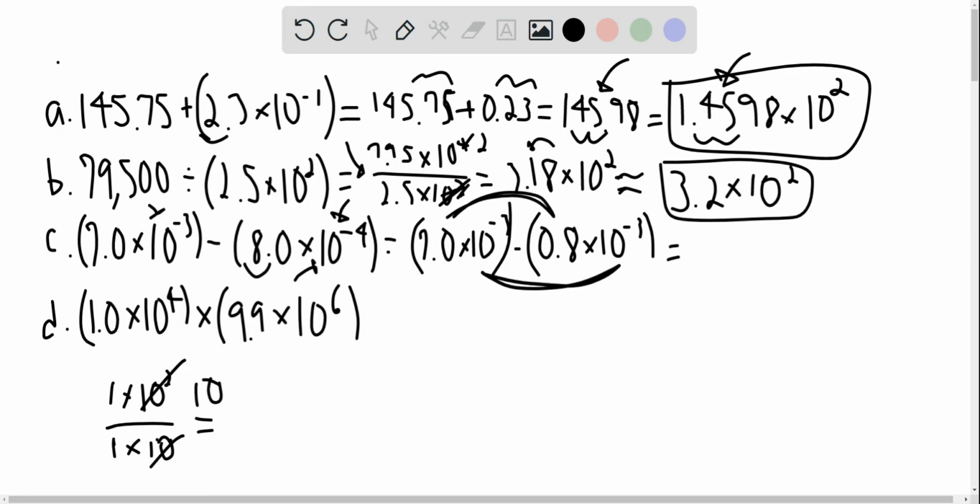So 7 minus 0.8, oh, sorry, actually for this answer right here, it's still going to have two significant digits. So 6.2 times 10 to the negative third. So that's perfect, right? Two significant digits, and we didn't really have to convert anything to scientific notation because it was already in scientific notation.